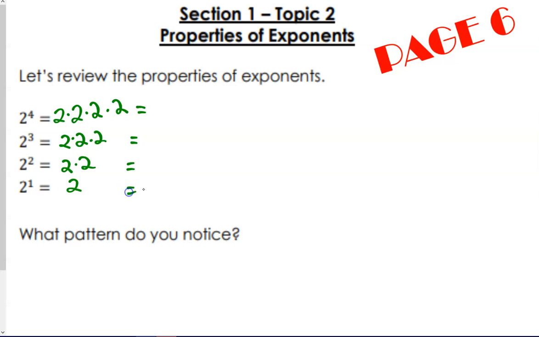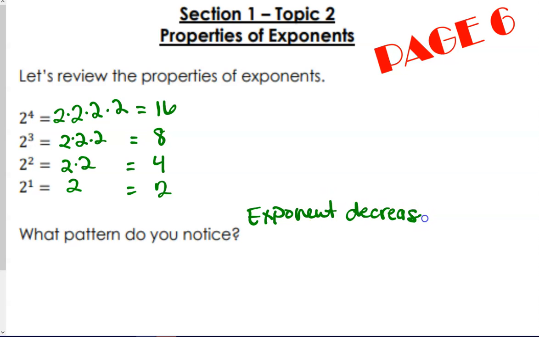So exponents tell me how many times to multiply it. 2 to the 4th will give me 16. 2 cubed is 8, 2 to the power of 2 is 4, and 2 to the power of 1 is going to be 2. So what do we notice? Well, I notice that as my exponent decreases, it looks like our value is also decreasing, but it's decreasing a certain way. 16 to 8, 8 to 4, 4 to 2, looks like I'm dividing by 2 each time.